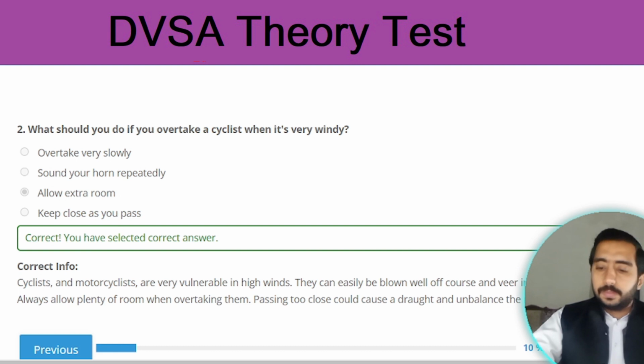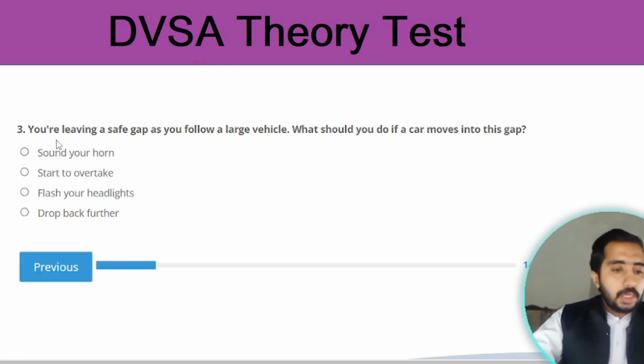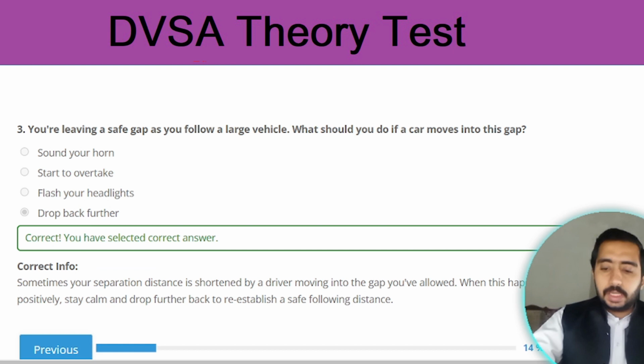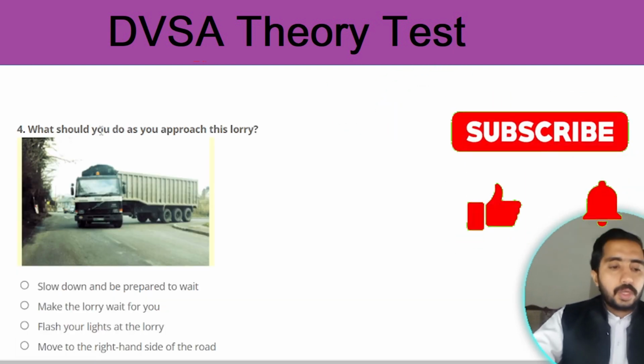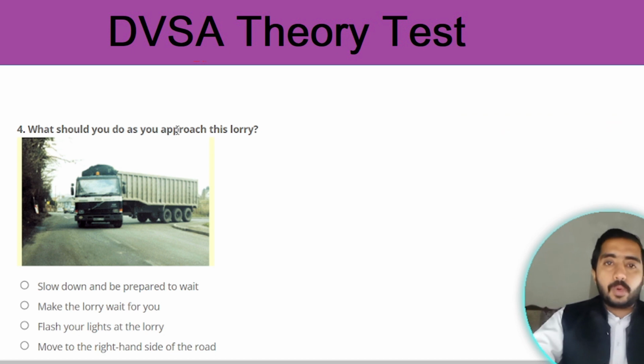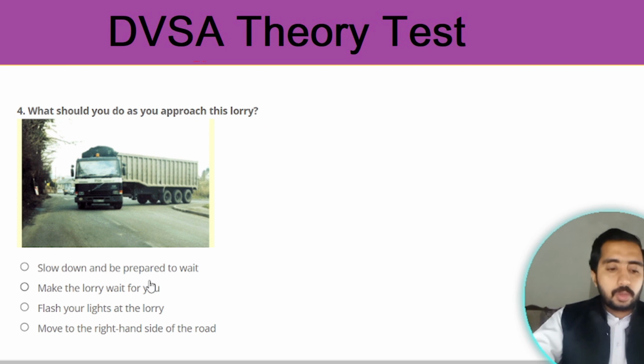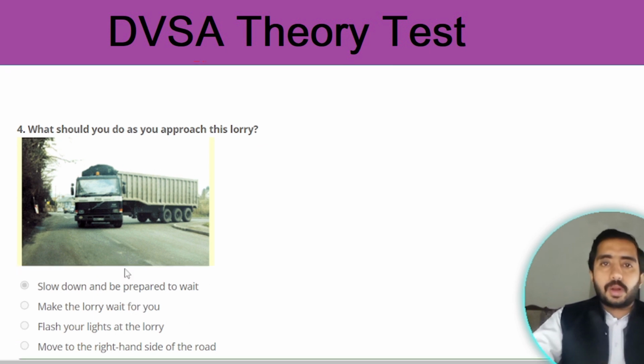Next question. Question number 3. You are leaving a safe gap as you follow a large vehicle. What should you do if the car moves into this gap? The correct answer is option D, drop back further. Next question. Question number 4. What should you do as you approach this lorry as given in the image below? You need to slow down and be prepared to wait. Option A is the correct one.